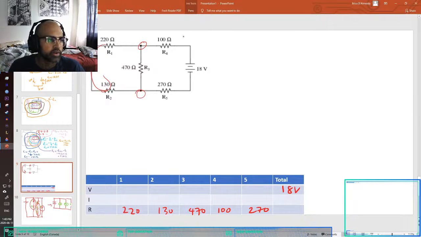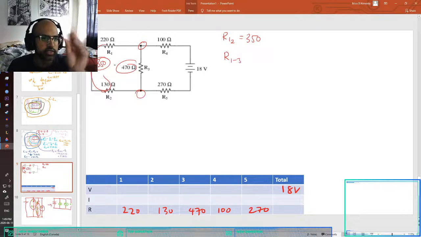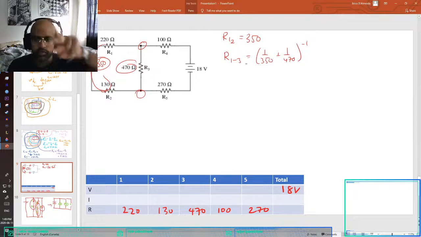Let's combine them together. R12 is equal to, well, we can add them. So that is 350. Resistance of 1 to 3 is the parallel of this 350 with the 470. So those are parallel. Let's smush them together. So we have to do 1 over 350 plus 1 over 470, all that to the -1, meaning to take the reciprocal.